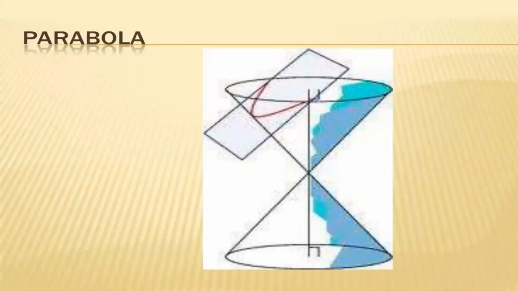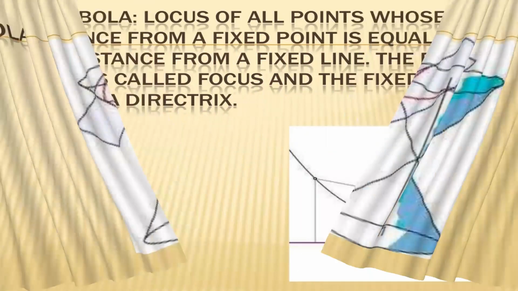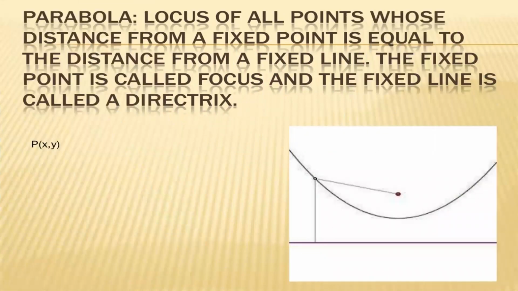Now, what about the parabola? When we cut this kind of conical diagram, we get the diagram of a parabola. It's a parabola diagram. It is the locus of all points whose distance from a fixed point is equal to the distance from a fixed line. The fixed point is called the focus and the fixed line is called the directrix. You can see the diagram here.